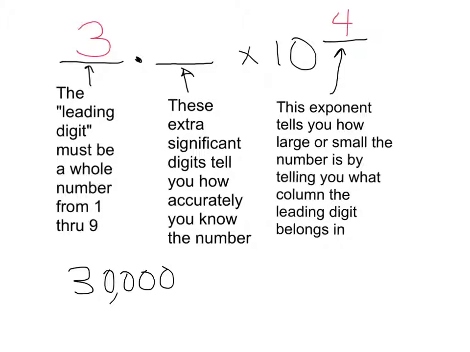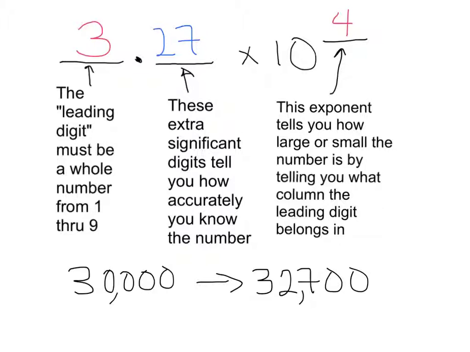If we add in some extra significant digits, we are knowing the number more accurately. So for example, I've written in blue 27, so the number is now 3.27 times 10 to the 4th. What this means is our number is actually known more accurately, and the 2 and the 7 replace 2 of the digits, 2 of the zeros that we had that were placeholders.